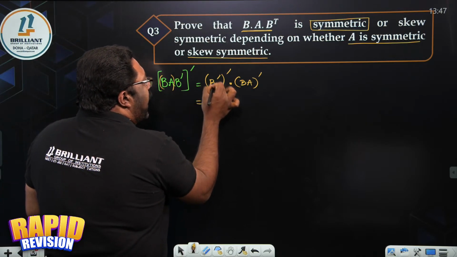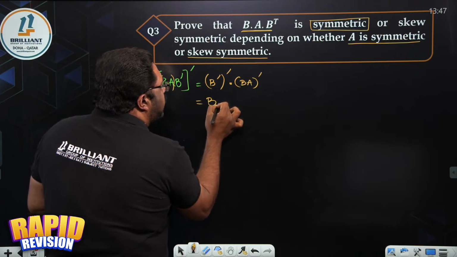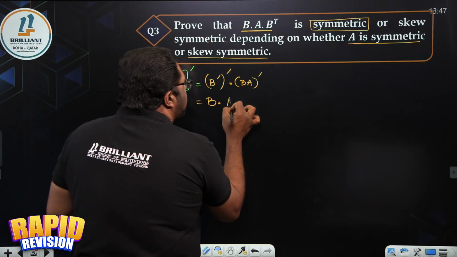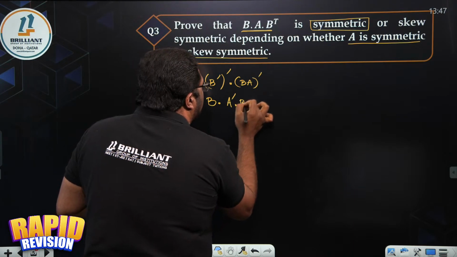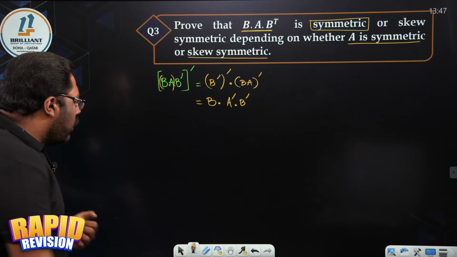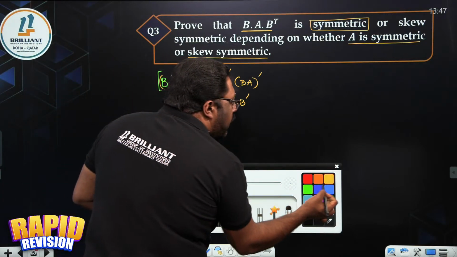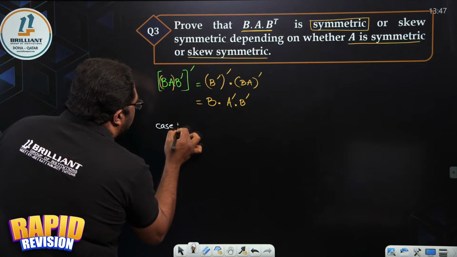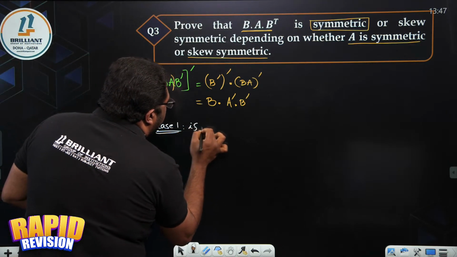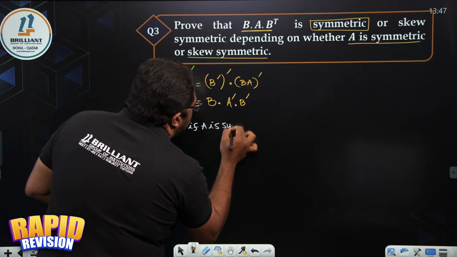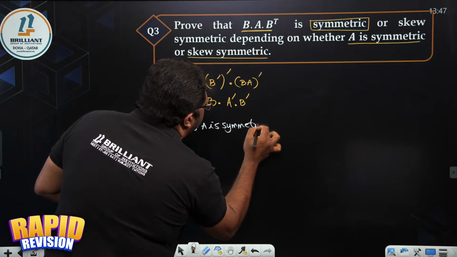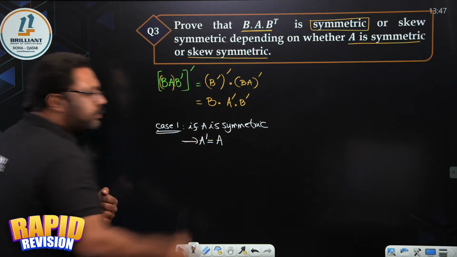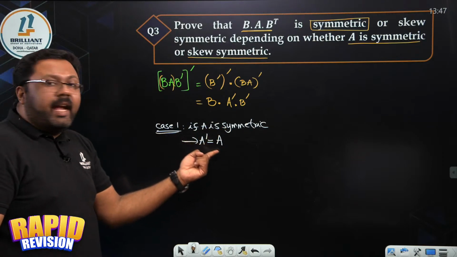What is B dash dash? Transpose of a transpose is B. And what is BA dash? It is A dash B dash. Now, this is where we're going to divide it into two cases. Case 1, I'm saying if A is symmetric, no doubt A dash is A.